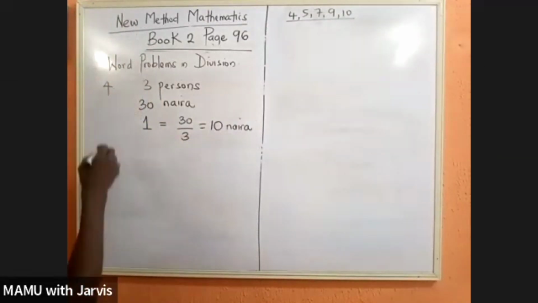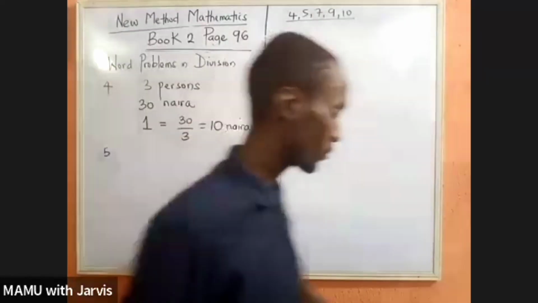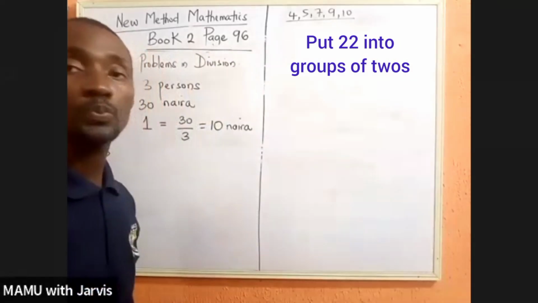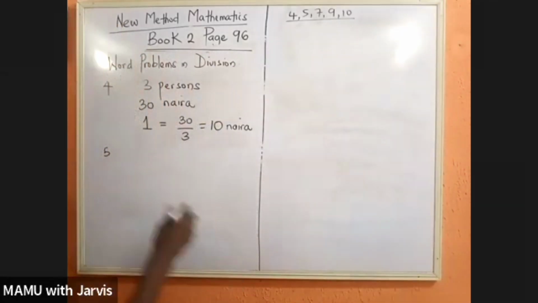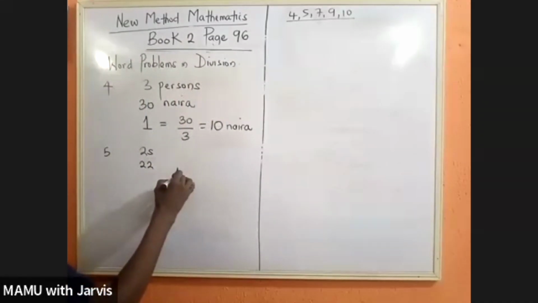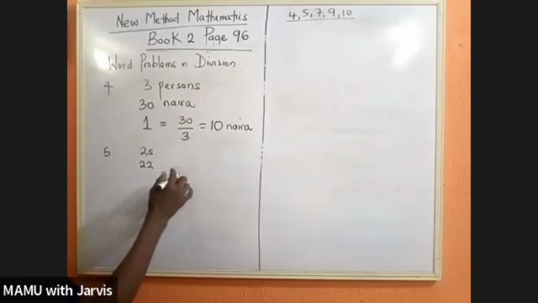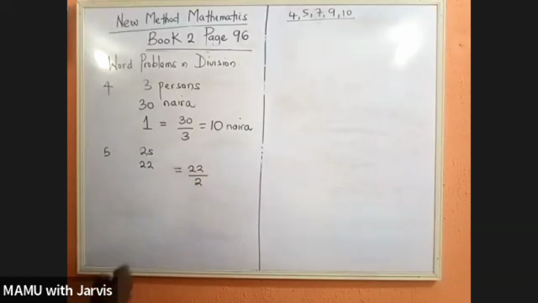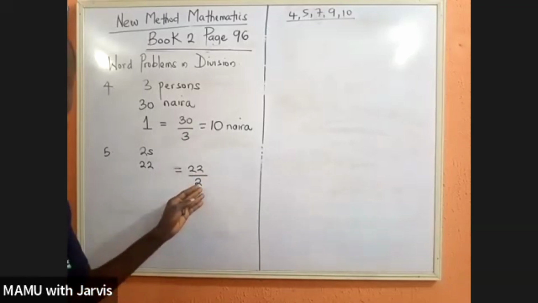That's for question 4. Now, what does question 5 want? It says put 22 into groups of 2s. So each group is now 2s, and the number of items we are sharing is 22. How many groups are we going to get? That will be 22 divided by 2. One method will be to read your 2 times, and if you do that correctly, you're going to get 11.